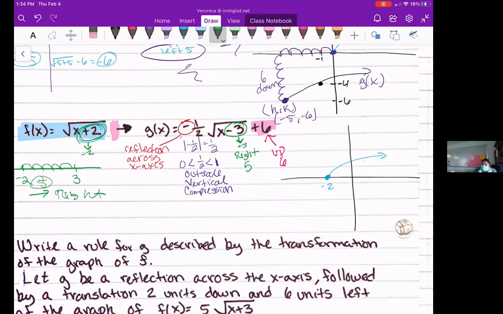So you're going to go right 5. So that's 2, so 3, and then up 6, which would be about, let's make it about here. Oh, and then a reflection across the x-axis, which means instead of going up, it's going to have to go this way. Oh, but then it was a vertical compression, which means it's pressing down. So it has to lay flatter a little more than that.